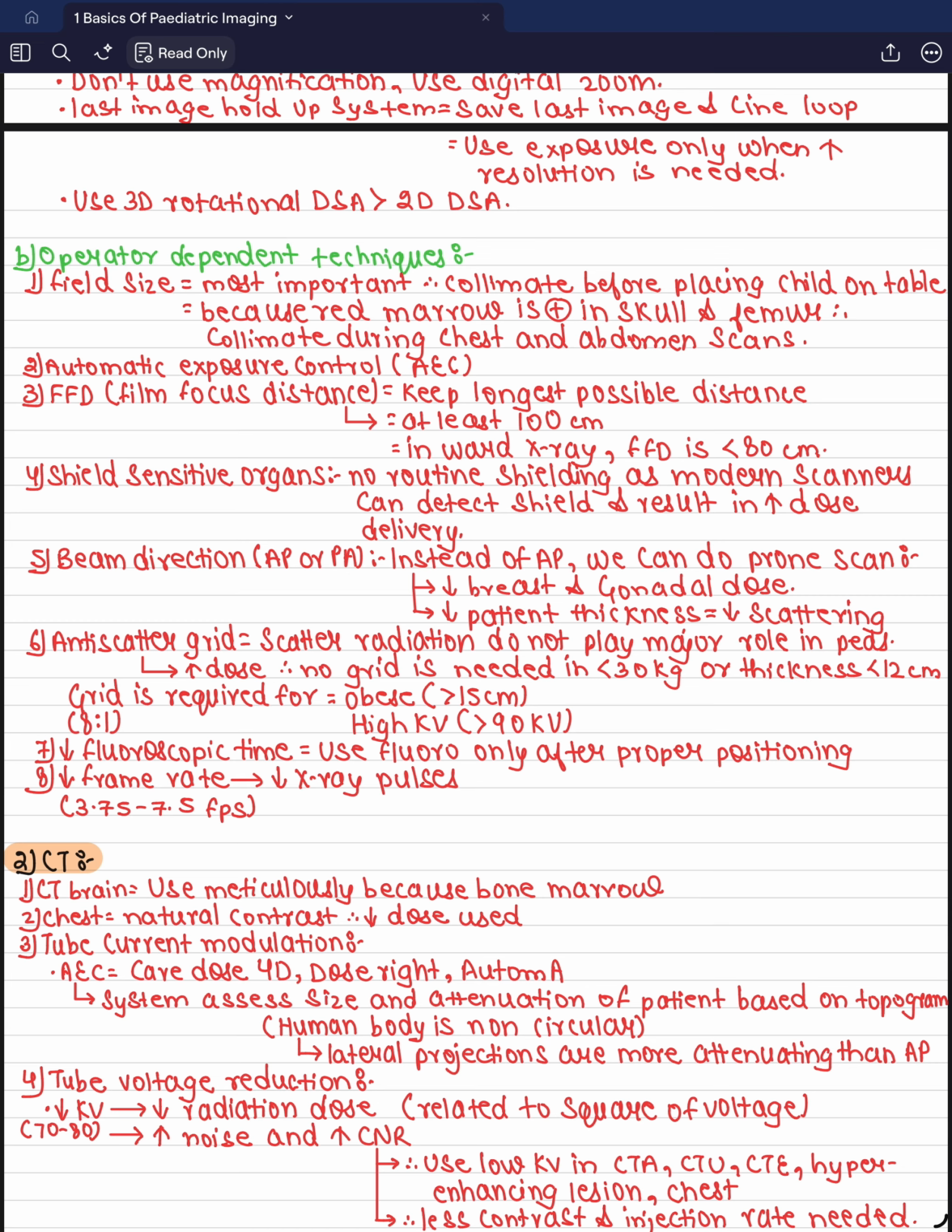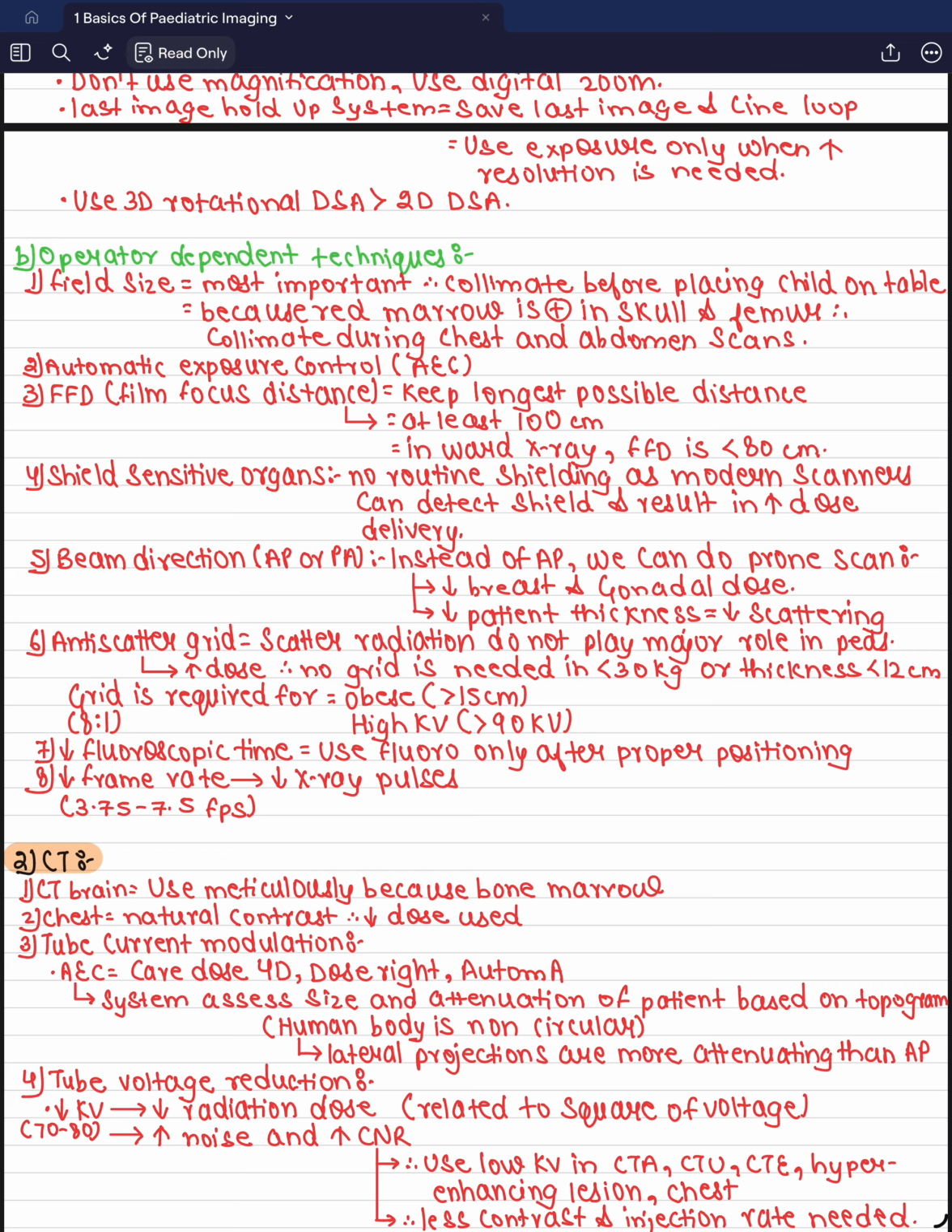Third is FFD, film focus distance. That means the distance between the film, meaning patient, and focus, meaning X-ray tube. So keep the distance as long as possible. It should be at least 100 centimeter. But you know, in the ward we have bedside x-rays. In bedside x-rays, the film focus distance is usually less than 80 centimeter. Ideally, it should be at least 100.